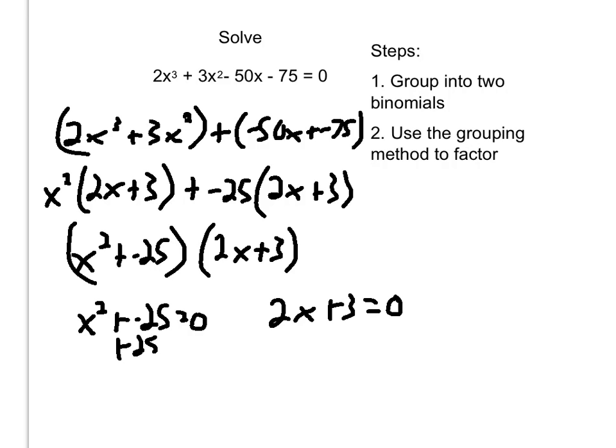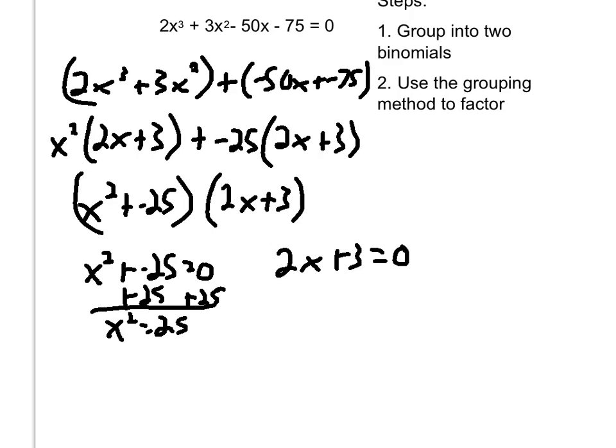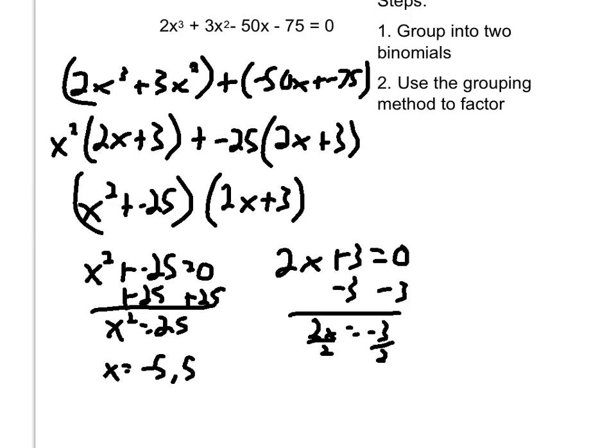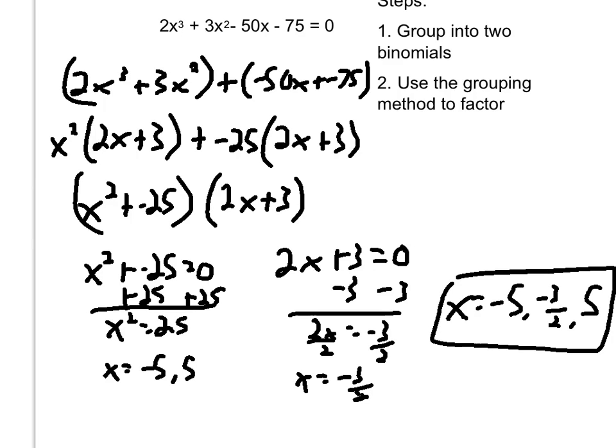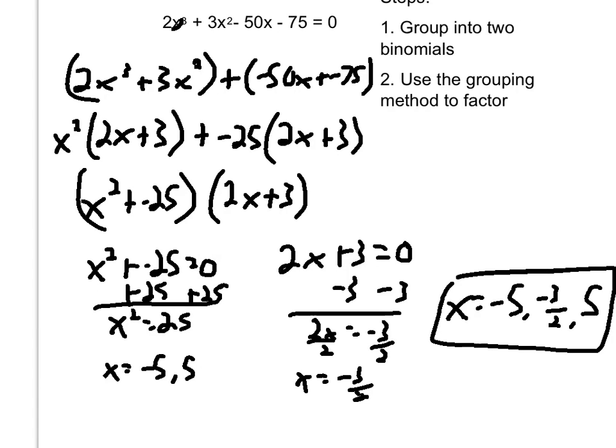We solve this one. We get x squared equals 25. So again, that part has 2 solutions. We got x equals negative 5 and 5. And then we're going to solve this one. We get 2x equals negative 3. Divide by 2, and get x equals negative 3 halves. So I got 3 solutions: x equals negative 5, negative 3 halves, and positive 5. Again, it's a cubed one, so we've got 3 solutions.